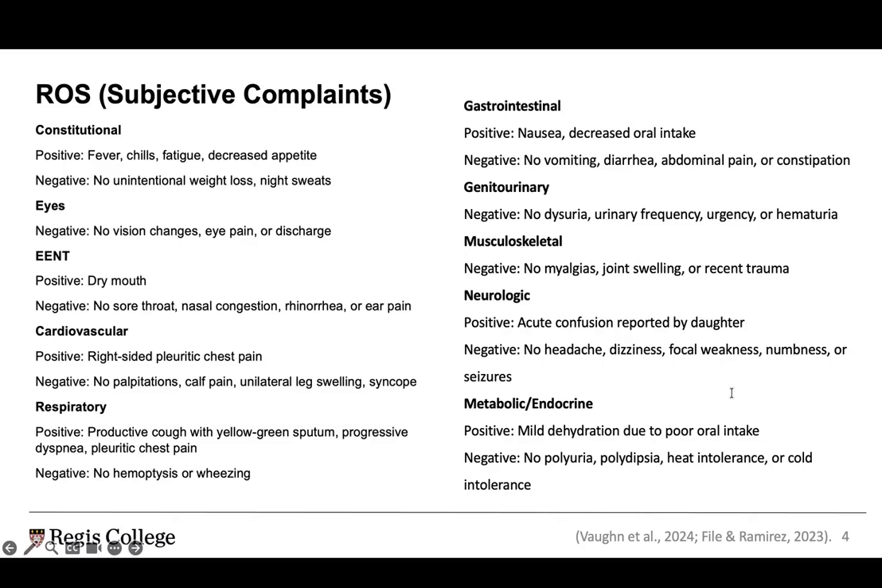Finally, the neurological review was particularly important. Although the patient denied headache, focal weakness, dizziness, or sensory changes, her daughter reported an acute episode of confusion earlier that morning. In older adults, altered mental status may be one of the earliest manifestations of a serious infection, and in the setting of suspected pneumonia, it is recognized as an indicator of increased disease severity. So at this point, my concern that this patient required hospital-level care continued to grow.